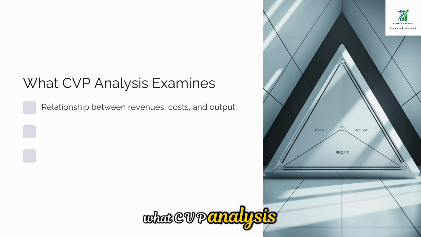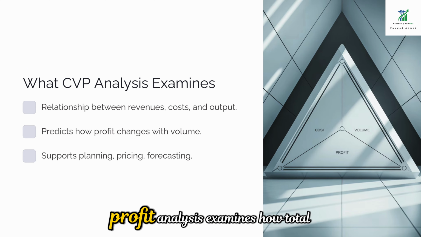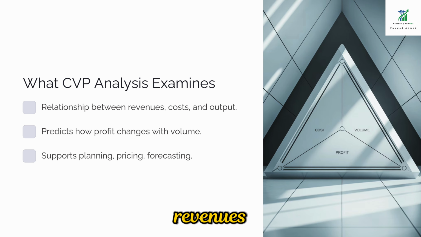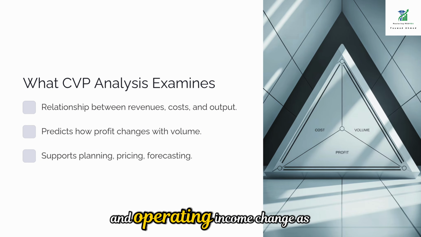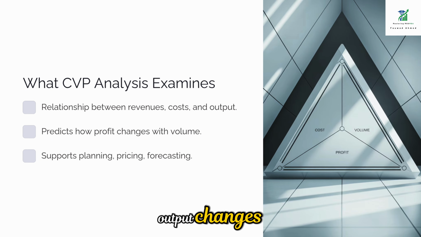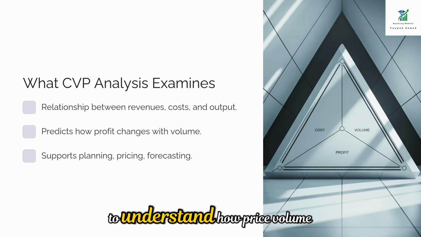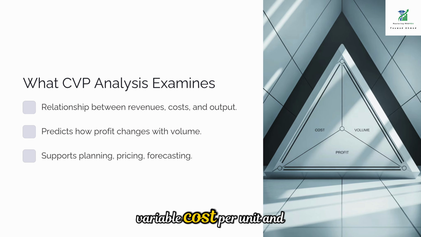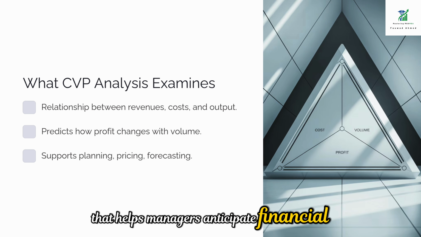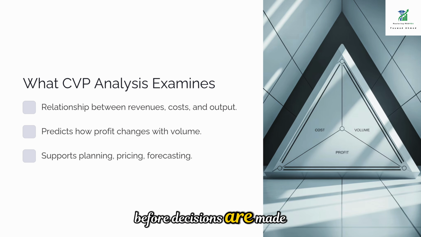What CVP analysis examines. Cost, volume, profit analysis examines how total revenues, total costs, and operating income change as output changes. Managers use CVP to understand how price, volume, variable cost per unit, and fixed costs interact. CVP is a planning model that helps managers anticipate financial outcomes before decisions are made.